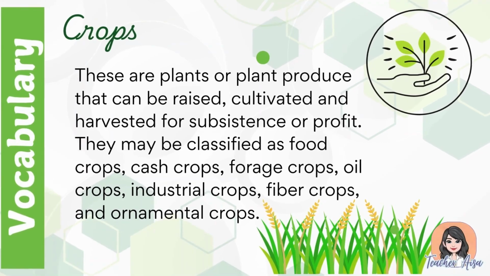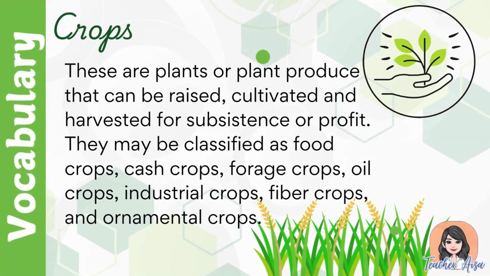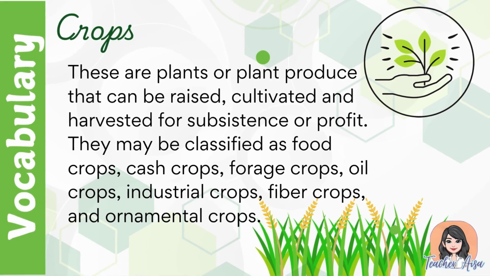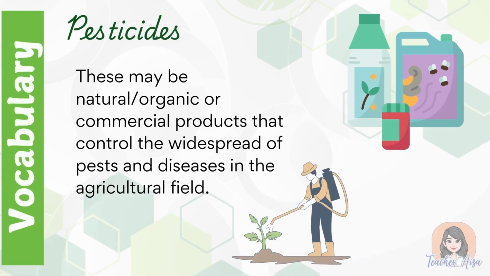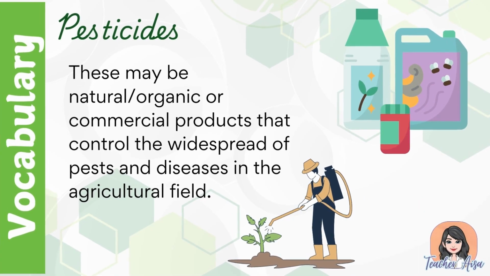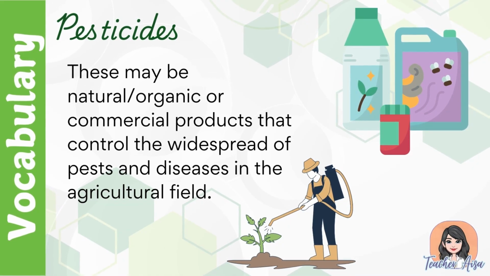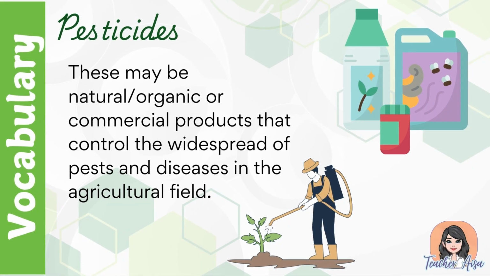Now, let us unlock the meaning of words we can encounter in our discussion. Crops. These are plants or plant produce that can be raised, cultivated, and harvested for subsistence or profit. They may be classified as food crops, cash crops, forage crops, oil crops, industrial crops, fiber crops, and ornamental crops. Pesticides. These may be natural or organic or commercial products that control the widespread of pests and diseases in the agricultural field.